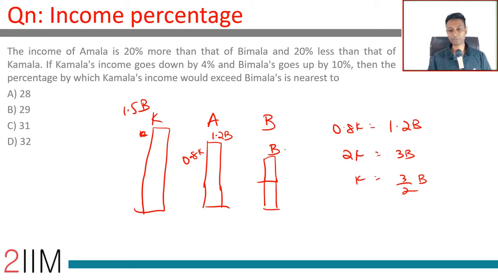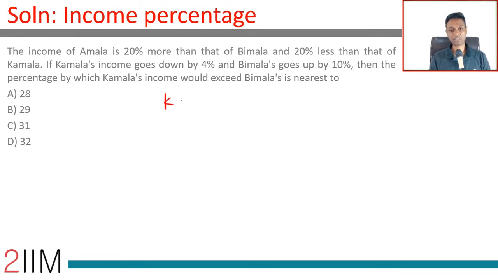Bimala's goes up by 10%. So Bimala's new income would be 1.1B. Kamala's goes down by 4%. 1.5 into 4 by 100. This 1.5 into 4 is 6. 6 by 100 is 0.06. Subtract that, you get 1.44B. Now it's very simple. Kamala's income is 1.44B. Bimala's is 1.1B.